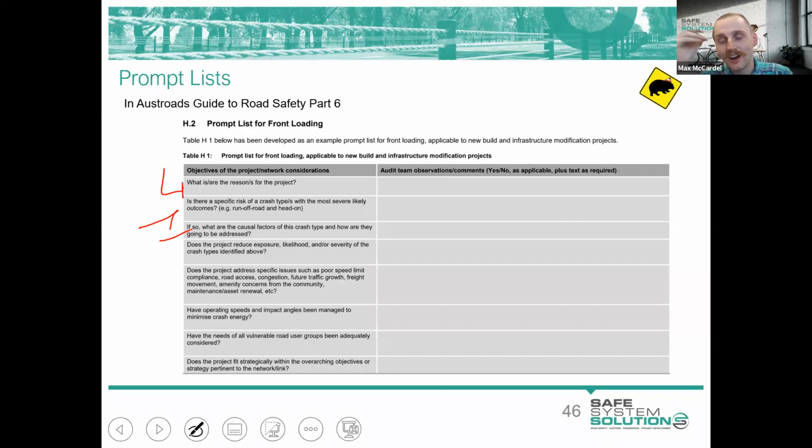If you acknowledge that there is a high risk area from this prompt list and there's nothing in the design that's being used to treat or mitigate that risk, that should be starting to flag that, okay, I might be able to write an audit finding based on that. Does the project reduce exposure, likelihood, and severity of the crash types identified above? For those that aren't familiar with those terms, they're very much used within the Safe System Assessment Framework. Likelihood and severity are relatively self-explanatory. The exposure is a little bit more challenging, and it's just got to do with the number of road users that you have traveling within a given area.